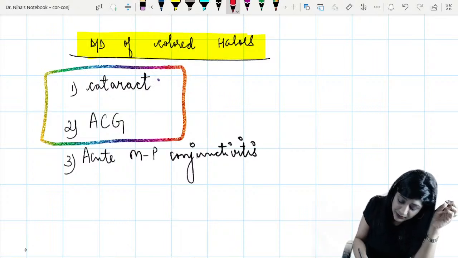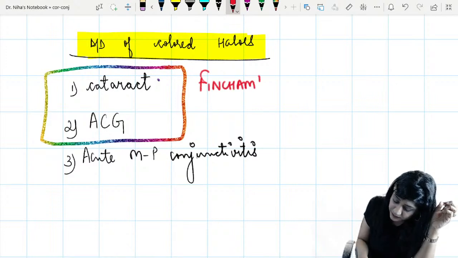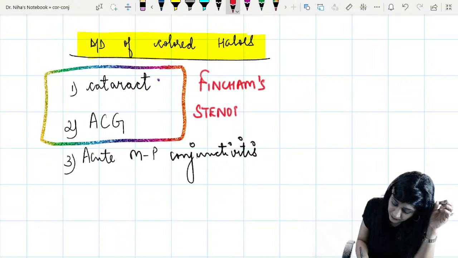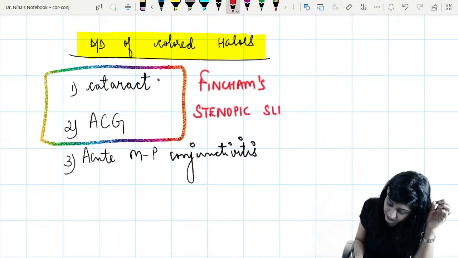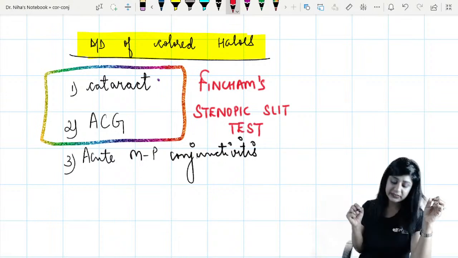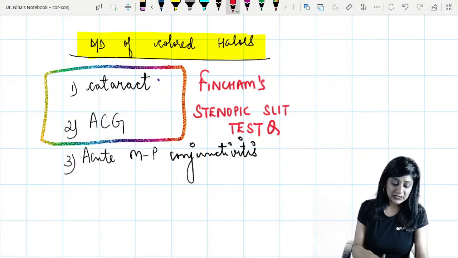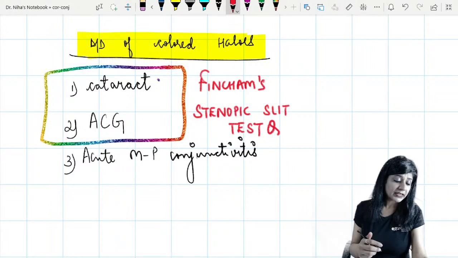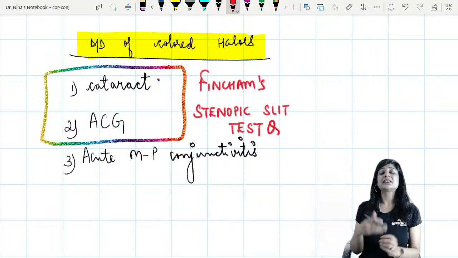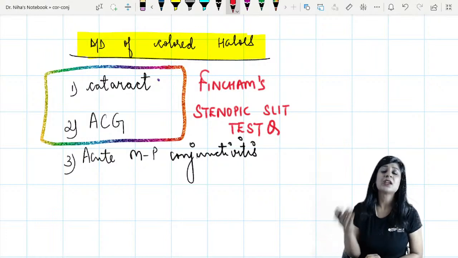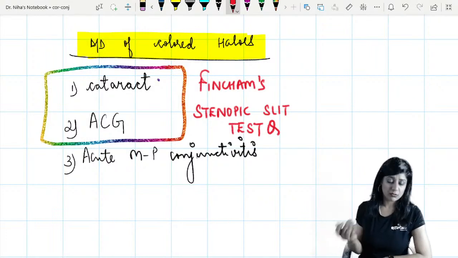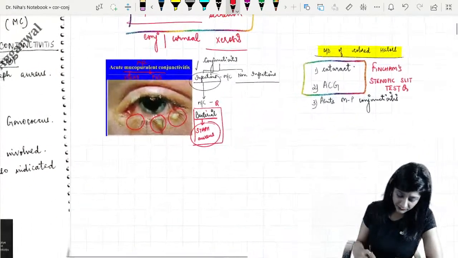The full name is the Finchem's stenopic slit test. Finchem's stenopic slit test. So another important thing is the Finchem's stenopic slit test. Glaucoma, I think Sahil, the better answer is the acute congestive glaucoma, okay, because glaucoma can be open angle also. So this is your second one.